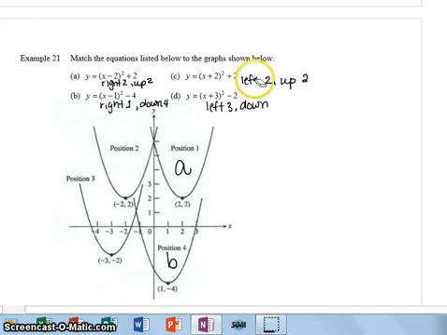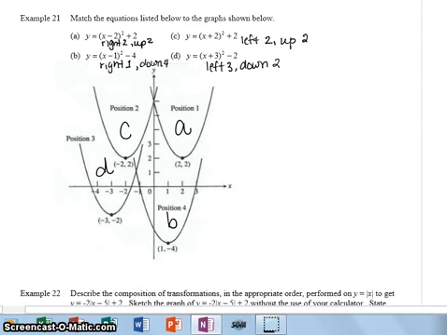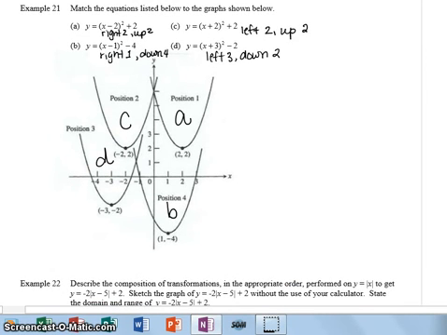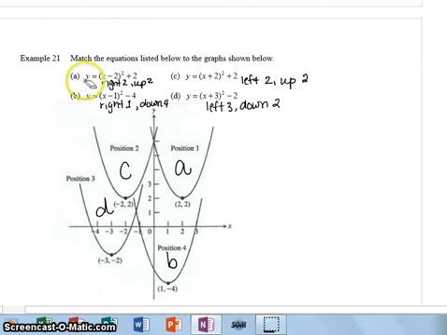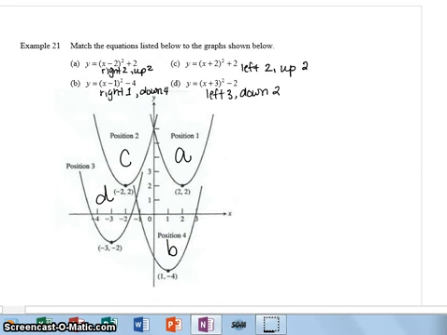This one, left 2, so that's negative 2, up 2. So negative 2, positive 2. There's my C graph. Left 2 would be negative 3. Down 2 is negative 2. There's my D graph. Okay? If for some reason you couldn't figure that out, you could just open up a graphing calculator page, put this equation in there, and then it would have one of those 4 pictures and you just match it up.